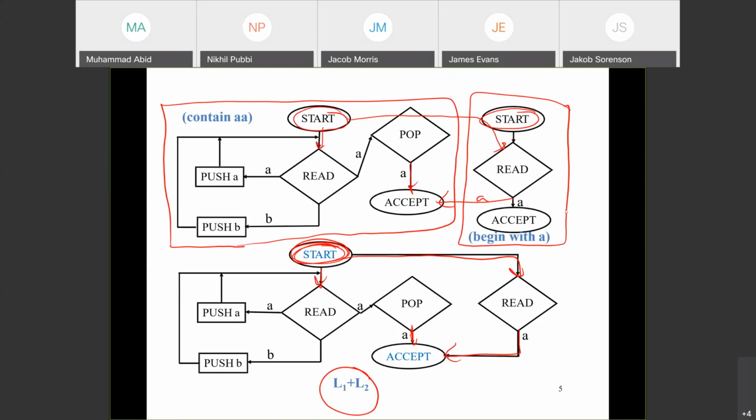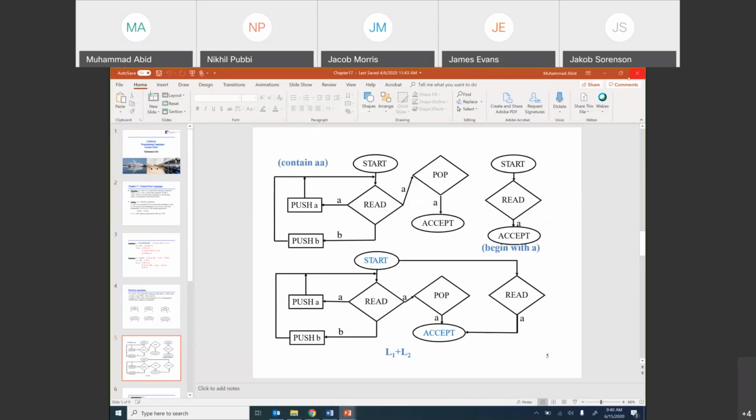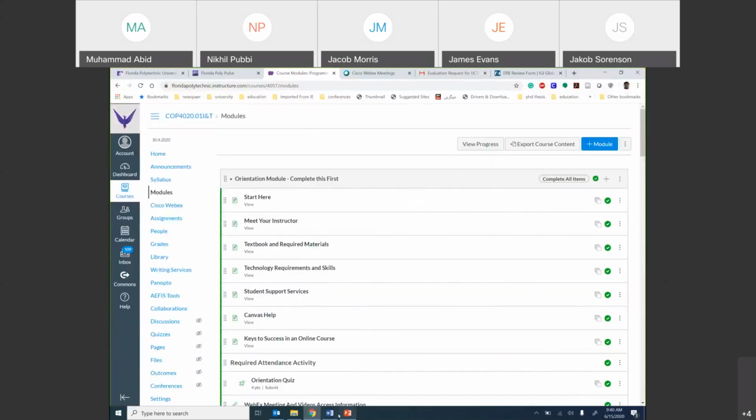So guys, I hope that you understand this. And now if we are good, let's move to the next chapter. Let me close this, discard the changes. This is chapter 17. I already opened this chapter for you.